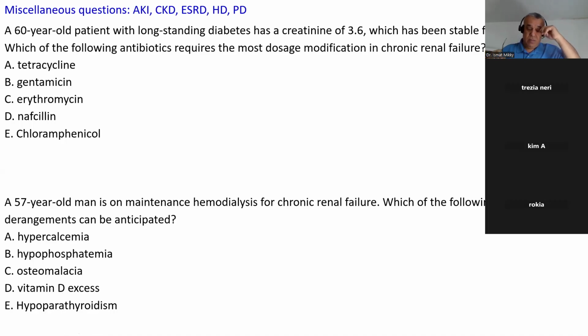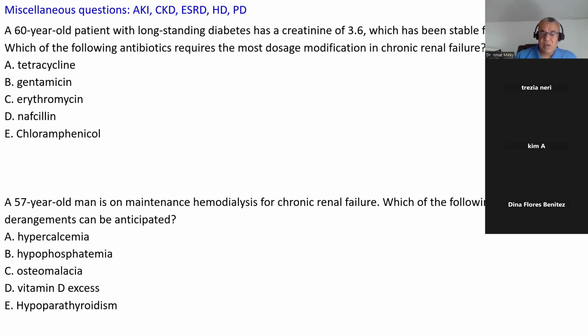A 60-year-old patient with long-standing diabetes has a creatinine of 3.6, which has been stable for several years. Which of the following antibiotics requires the most dosage modification in chronic renal failure? Which medication from this list is the most detrimental to the kidneys and can lead to kidney failure or acute kidney injury at the moment? Antibiotics, all of them antibiotics. But which one? Gentamicin. Yes, gentamicin.